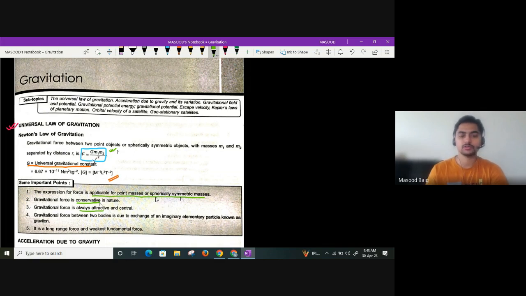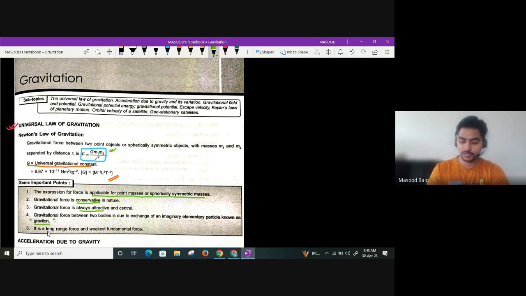Symmetrical masses. Again, it is not applicable directly for a rod. If you are trying to solve for a rod, you need to consider the integration part, guys. So gravitational force between two bodies is due to exchange of imaginary particles. These are mediating particles. Gravitational force will be mediated by particles called gravitons.